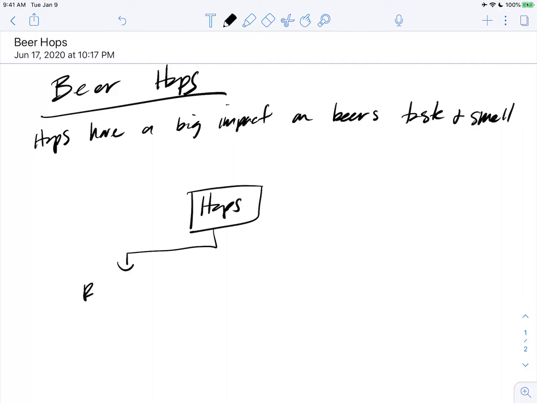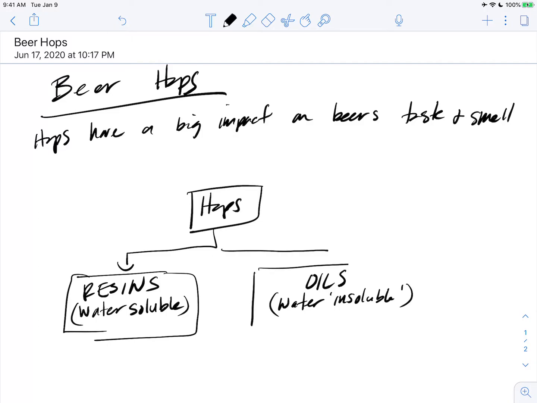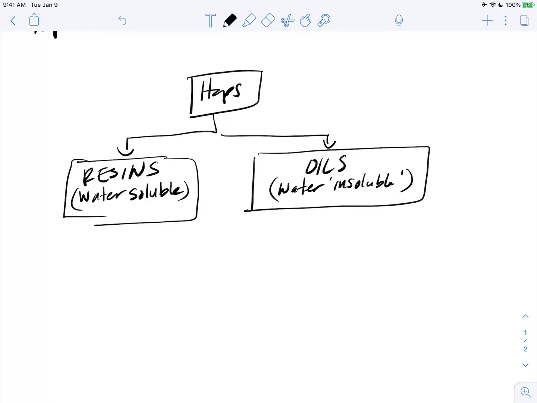One is the resins, and the resins are water soluble. This will be important. It's how I remember: soluble. And it's easy to remember because the other component of hops are the oils, and these are water "insoluble," I'm going to put insoluble in quotes. They have some solubility, but it's not nearly as much, and that will factor in to how they act in water. There's a whole bunch of different types of resins and oils in hops.